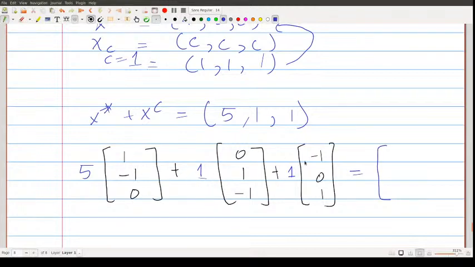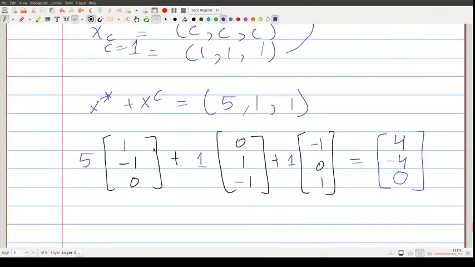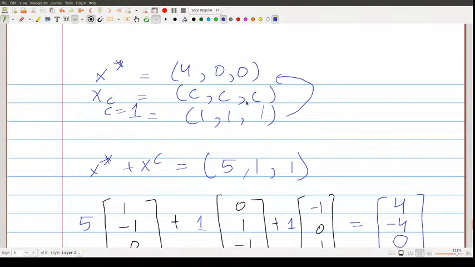5 minus 1 gives me 4. Minus 5 plus 1 gives me minus 4. And 0 minus 1 plus 1 gives me 0. And so you found another solution by just taking X star plus XC. By the way, you can take XC to be any value, right? You can take CCC, you can take 2, 2, 2.